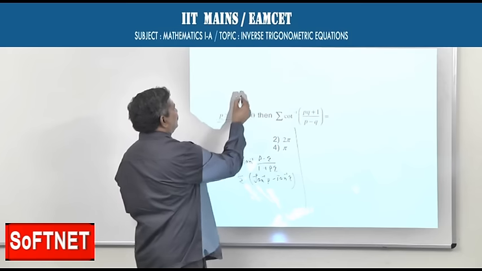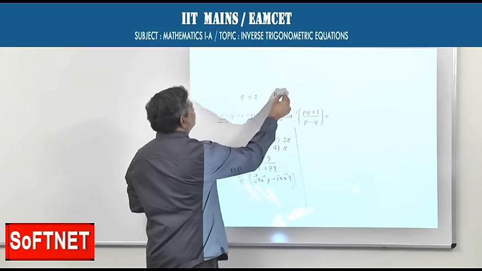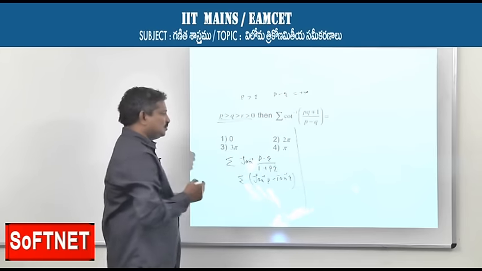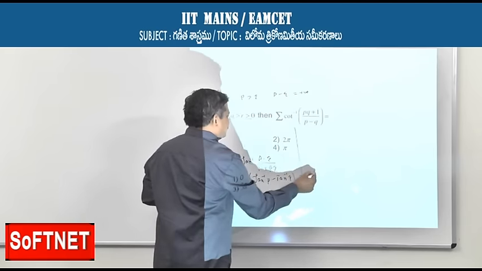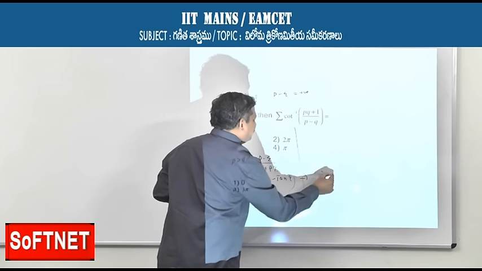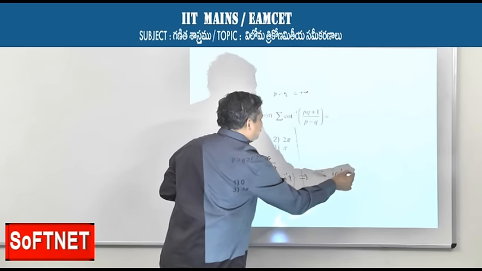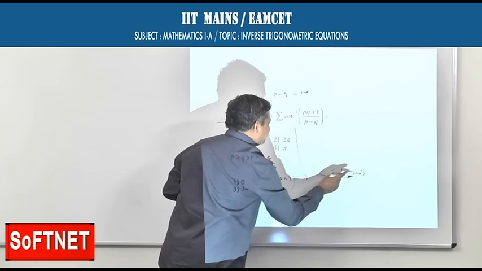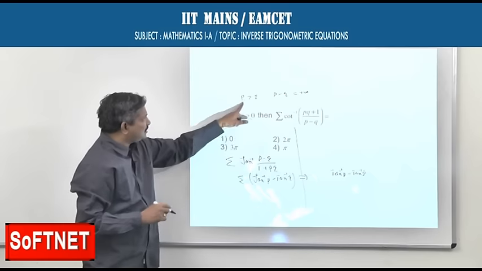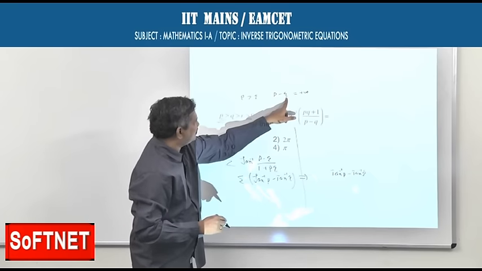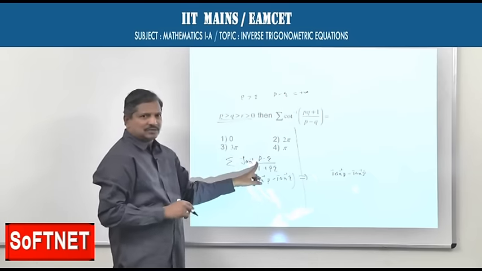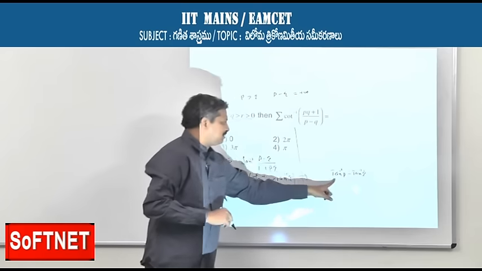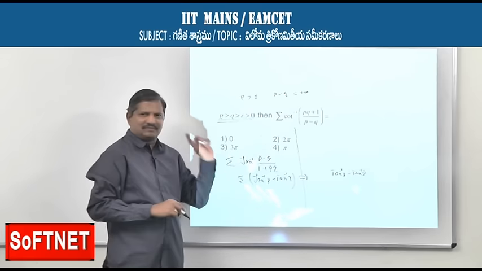When P is greater than Q, P minus Q is positive. So we will get tan inverse P minus tan inverse Q. Because P greater than Q, P minus Q is positive. Yes, if it is positive, we know that xy greater than 1, automatically tan inverse x minus tan inverse y is tan inverse (x minus y) by (1 plus xy).